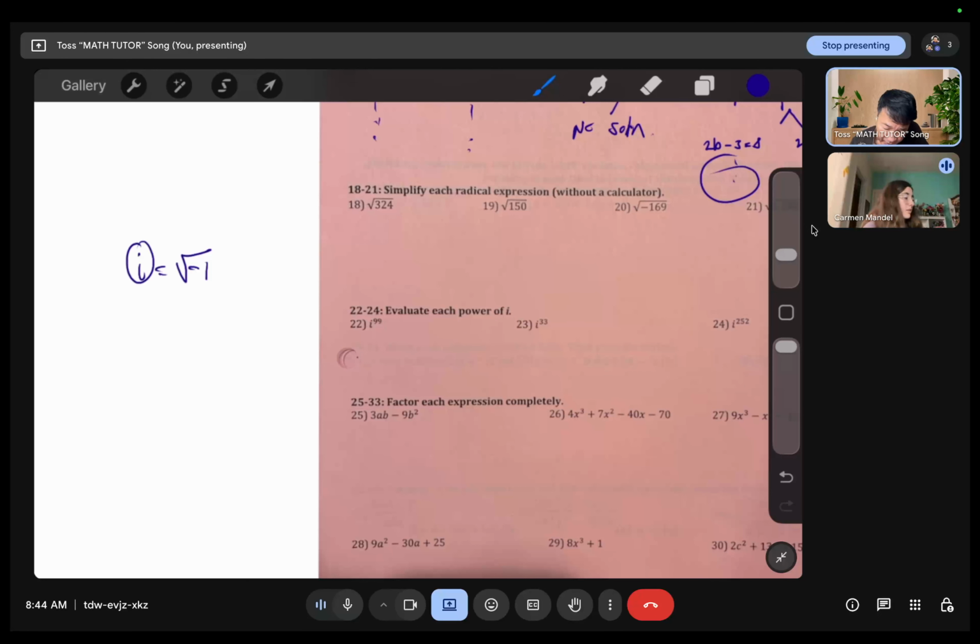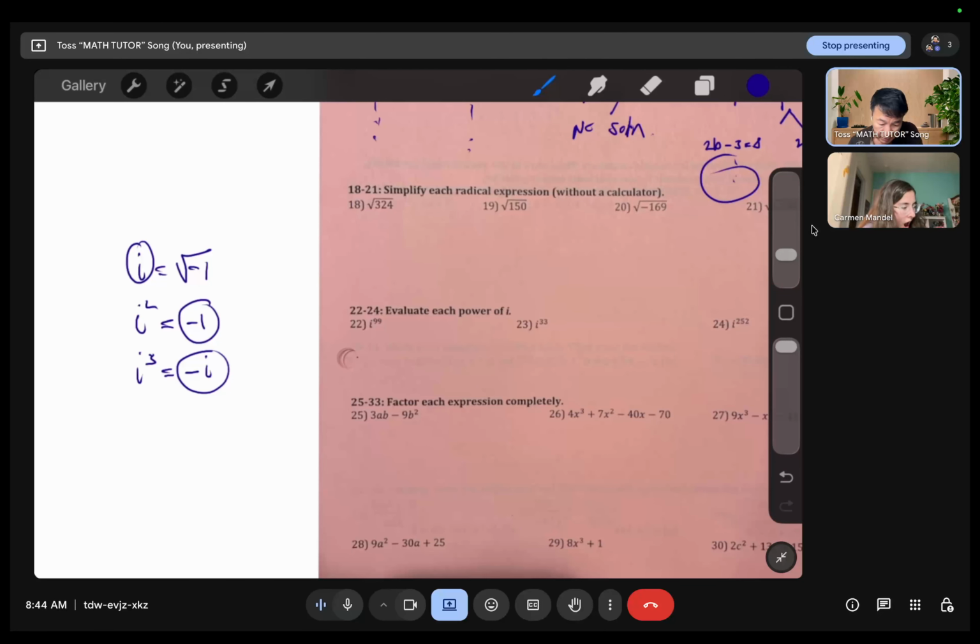You're only allowed to write i. I wrote this down. Yes, and i squared equals -1. You're only allowed to write -1, not i squared. And i to the third, if you come across i to the third, that's negative i. You're allowed to keep negative i.